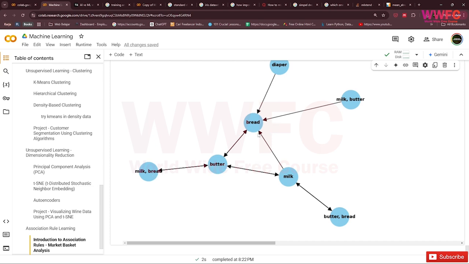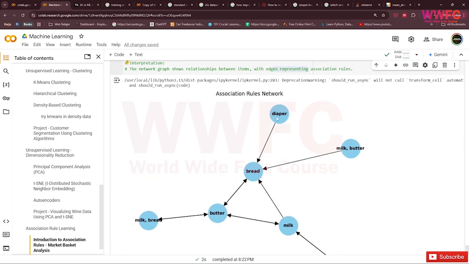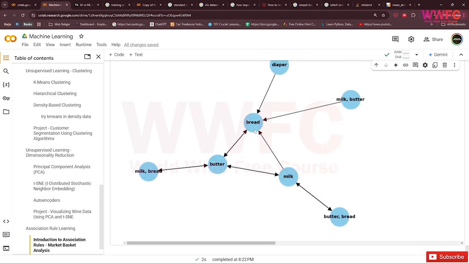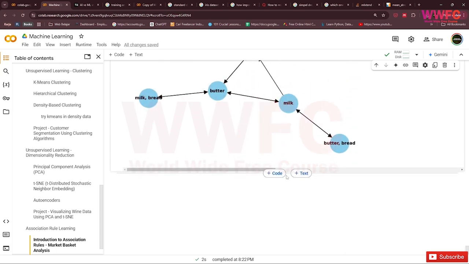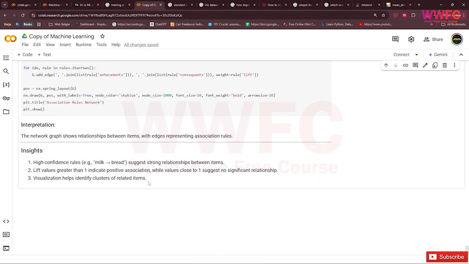So actually, people will buy bread, and people who want to buy diaper will go buy bread, and milk and butter will buy bread. And then we want to add a conclusion like.